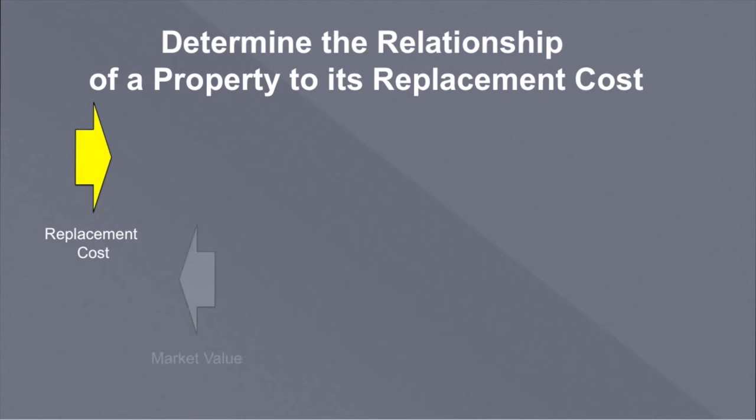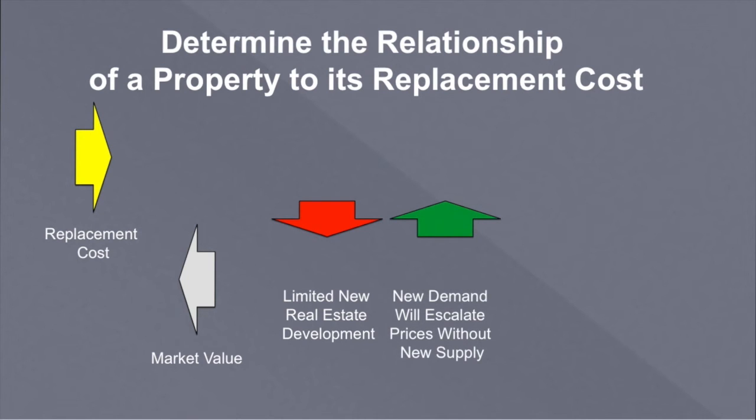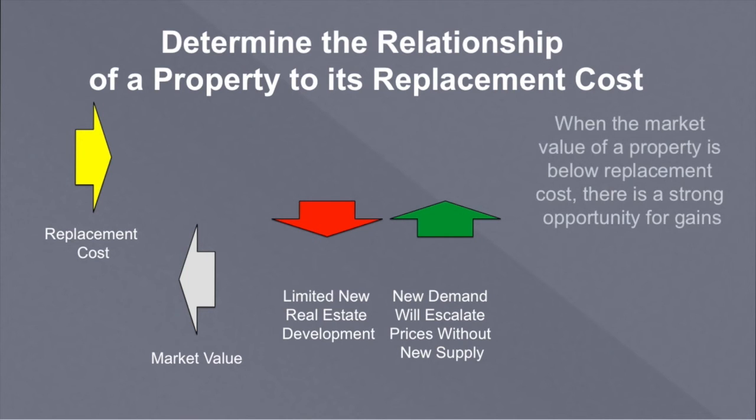So here you've got the replacement cost we've discussed. You've got the market value. And those two interact, they push against each other. Sometimes the market is going down and you have a situation where the cost to replace the property is stable, or maybe it's even going up. Okay, the cost of those materials could go up at the same time that the overall market is declining. That's certainly possible. So if you have limited new real estate development, if you have high demand, this can escalate the prices, without new supply coming into the market, like we talked about in the last lesson.